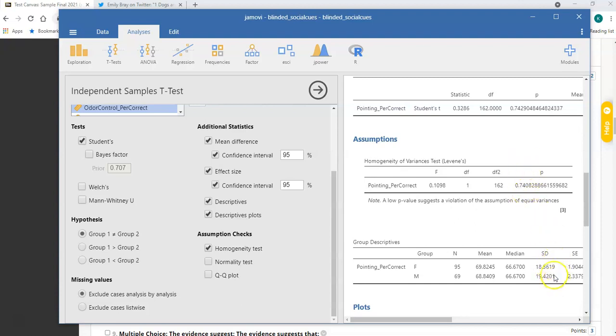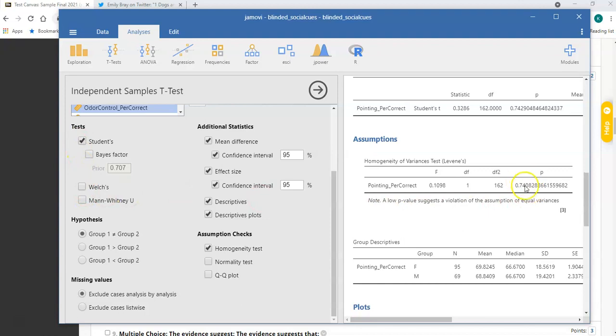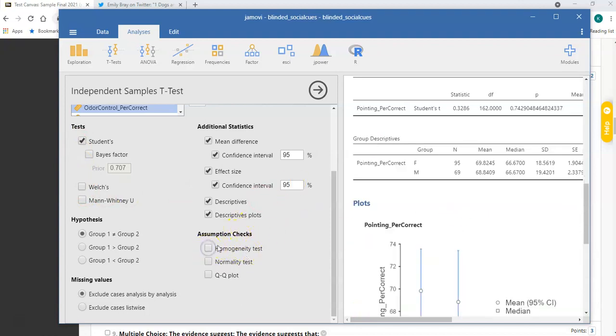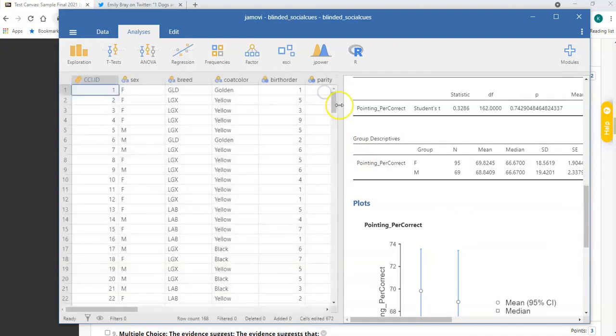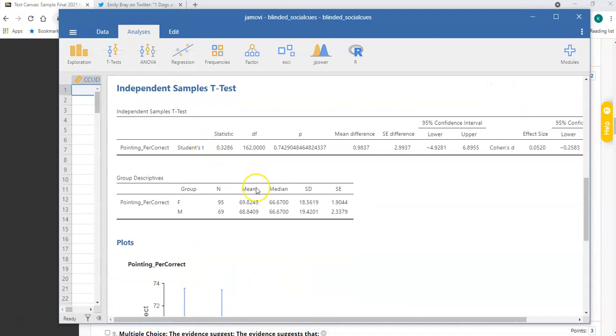It's clearly not the case here, but if it were the case, we might want to use a Welch's t-test instead. As you can see, they give you very similar answers anyway, but you never want to have both. Just pick one or the other that's the best based on this. So just to get this out of here, because we don't need it anymore, I'm going to uncheck that. And now we have everything that we need for the independent t-test question.